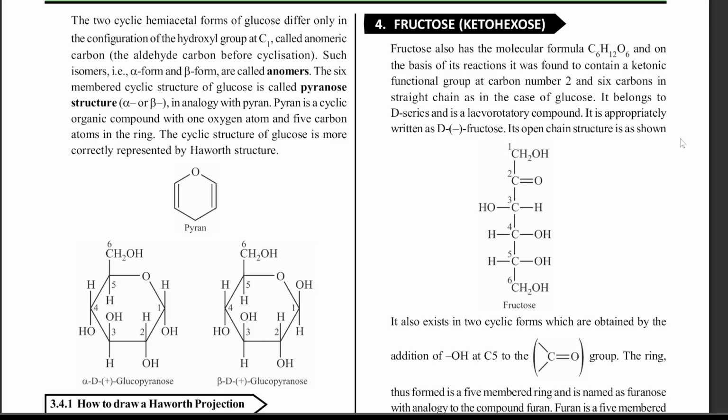Now fructose also has a similar molecular formula to glucose, C6H12O6. The major difference between it and glucose is the difference in its functional group. Fructose contains a ketonic group at its second carbon position, as you can see in the given diagram. It also belongs to the D series. It is a levorotatory compound and it is written as D minus, as we have discussed before in the configuration part.